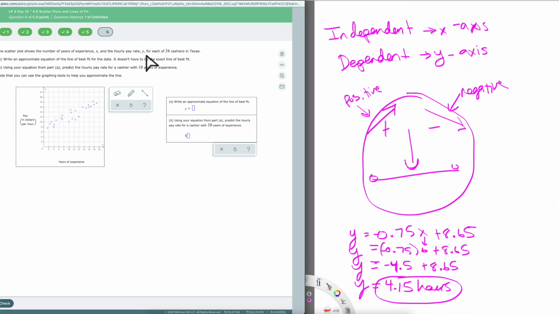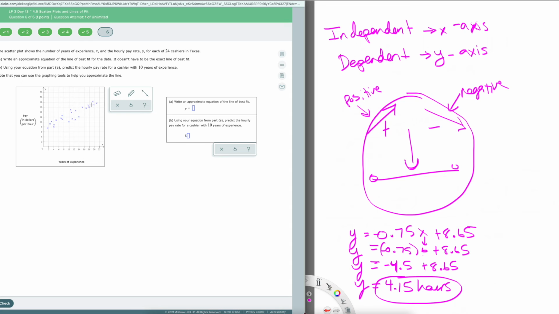But if we look at this information, as the years of experience go up, so the more years of experience I have, it looks like the pay is also going up. I can see this positive trend happening. It's going upward. The more experience I have, the more I should get paid. Hopefully that makes sense to everybody. That's definitely generally how things work when we're looking at real life situations.